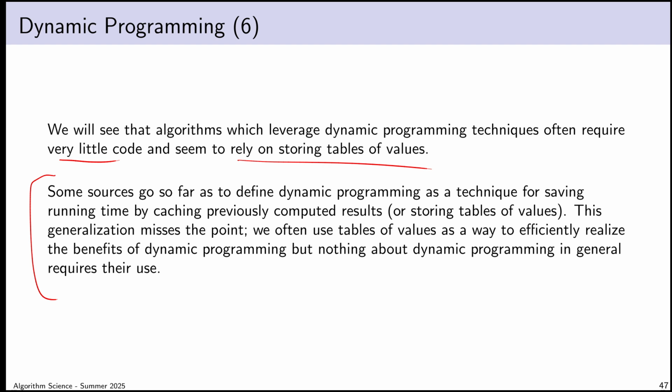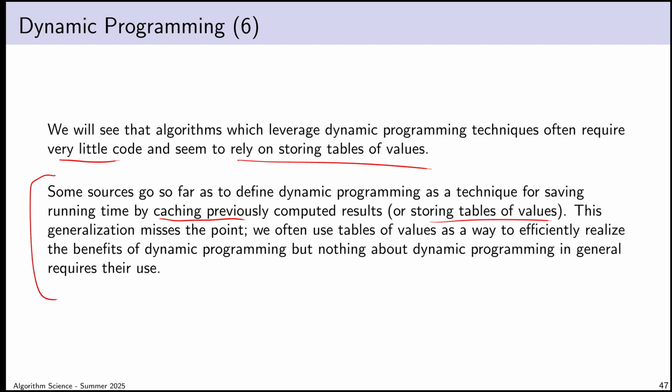And the reason I think that warning is important is that I have looked at some books, some sources that go so far as to basically say, oh, whenever you're looking at a table of values, that's dynamic programming. Or whenever you're doing dynamic programming, your goal is to find a way of caching previously computed results or storing a table of values. I think that completely misses the point. It is true that all of the dynamic programming derived algorithms we are going to see in this lecture and the next one do exploit a table of values.